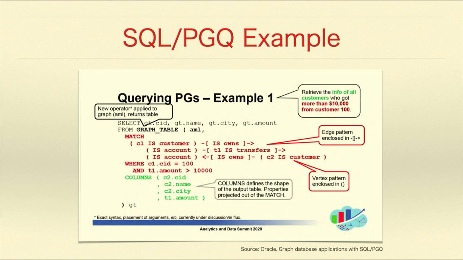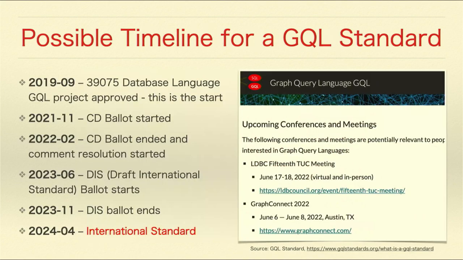Here is a SQL/PGQ example. You're familiar with this: select something, something. Okay, this is easy to understand, but GQL is a different query language: match, arrows, and nodes between nodes. Okay, this is the timeline for the GQL standard. Next is November 2023, and in April 2024 the international standard.